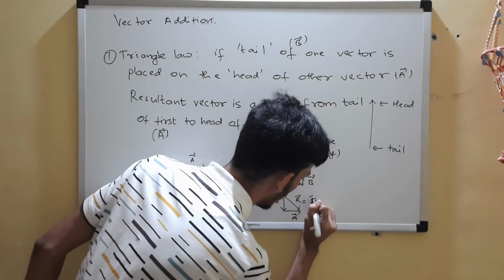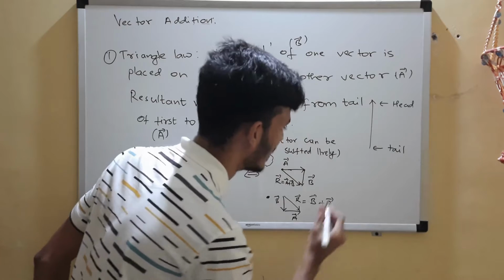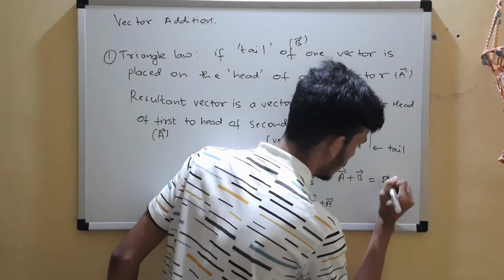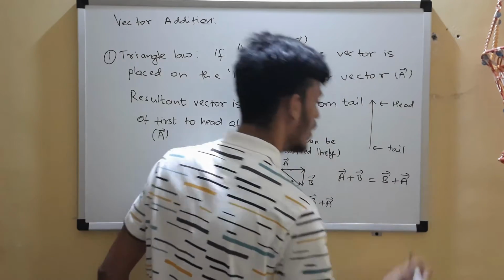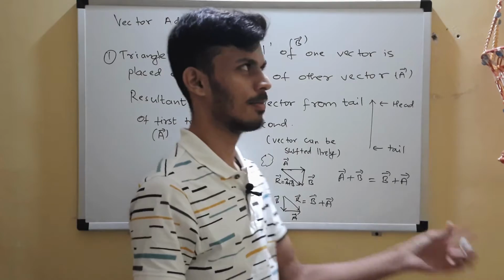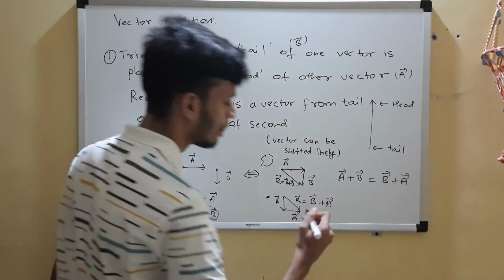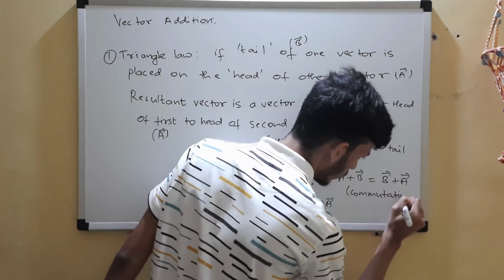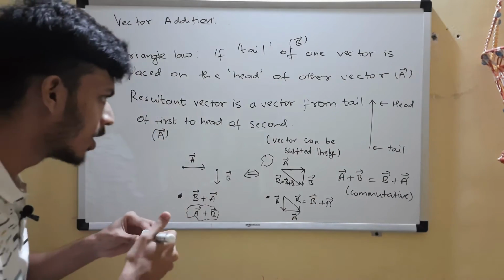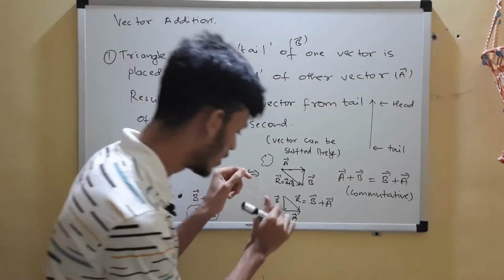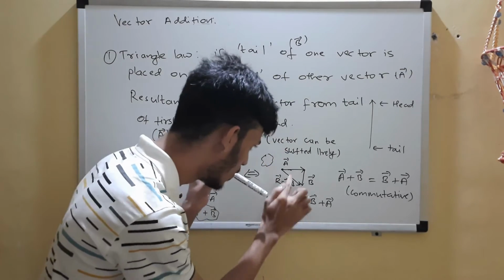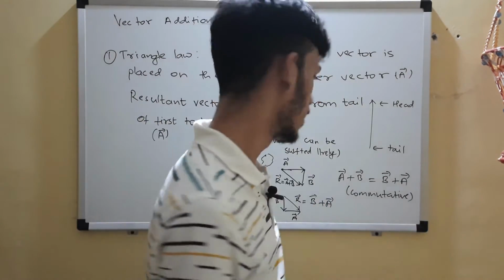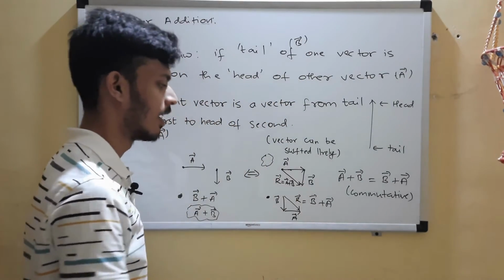Can you note from here that a plus b equals b plus a? Vector a plus vector b is the same as vector b plus vector a. What does this mean? It's commutative, right? How did you note that, sir? Because see this r vector, can you see both of these r vectors are parallel? And if you plotted this graphically, they would have been of the same length.